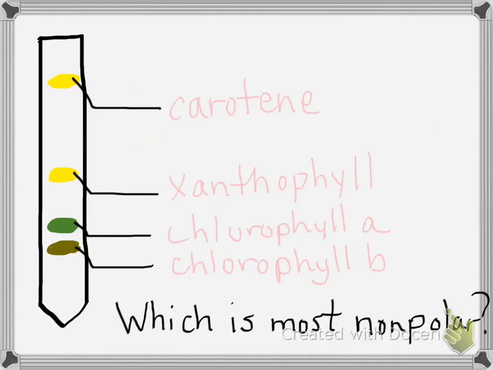And then you will have to answer this question. Given these four choices, which of these four is the most nonpolar? It is carotene. Who told me that? Stephania. She's right. This one was the most nonpolar because it went the farthest. That means it dissolved the best in the nonpolar solvent and moved the farthest. So the most nonpolar was carotene. Is everybody okay on that one? Paper chromatography? Great.